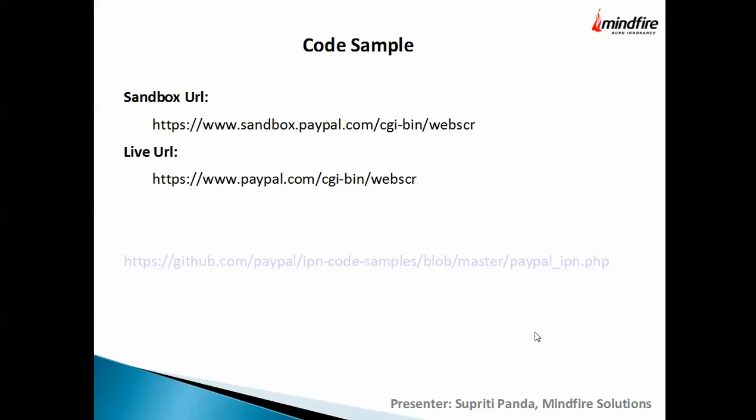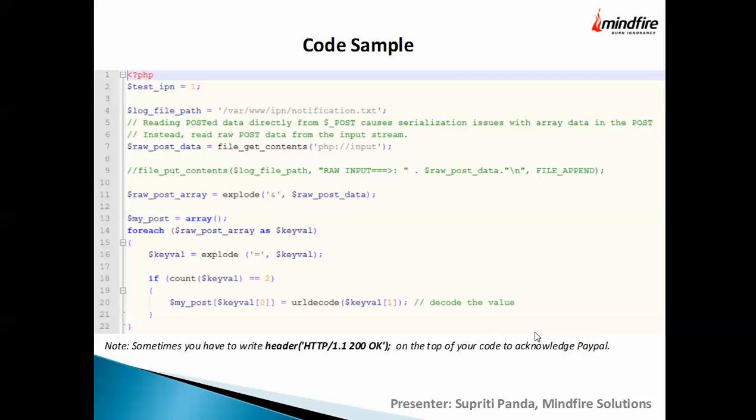So let's see the code sample. I have added something here. If you see, in the beginning I have written test IPN equals 1 because I am checking in sandbox mode, and this is the log file path which I am using to log some of the things that will be shown to you, like the IPN message, the request. I logged it to this file so that I can show you.